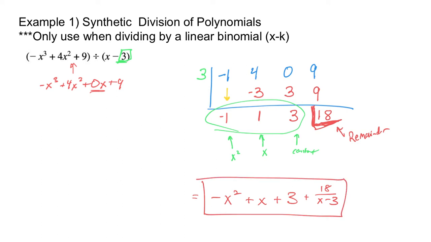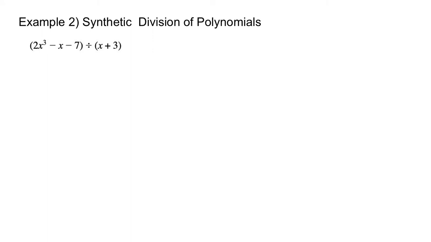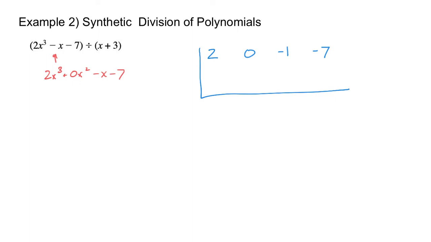Let's go over another problem just to make sure you got it. The idea is going to be the same. Again, do you see how we're missing that term? So we got 2x to the third plus 0x squared minus x minus 7. That's going to give me my coefficients. So my coefficients for this problem are going to be 2, 0, -1, and -7. I'll draw my line. What's the number that's going to go up here in the corner? Well, it should be x minus something. So in this case, x minus -3. So the value I'm going to use for synthetic division is -3.